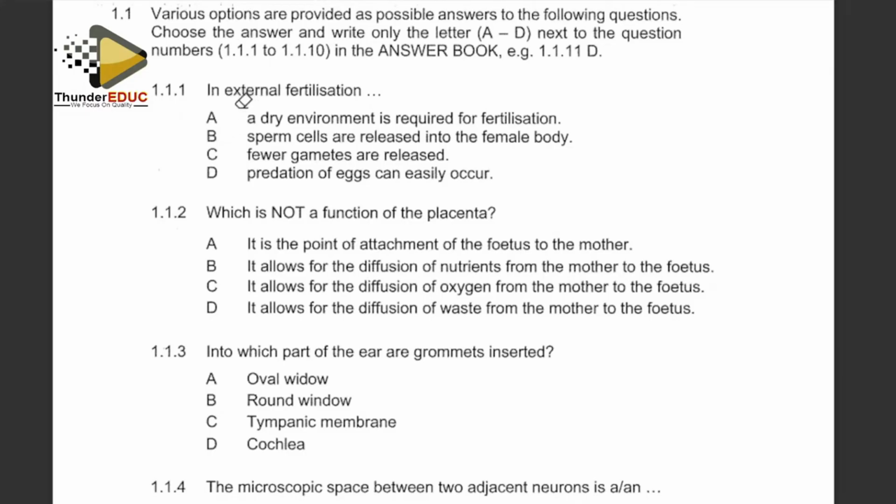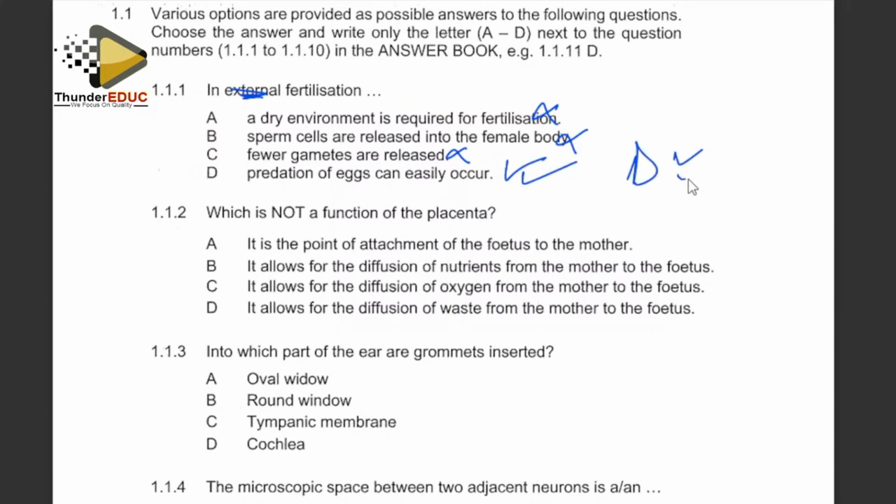They're saying that in external fertilization, a dry environment is required. Nope, we don't want a dry environment. Sperm cells are released into the female. Nope, because it is external. They're saying fewer gametes are released. Nope, you need a lot so that at least some of them are able to reach the ovum. They're saying that predation of eggs can easily occur. Yes, because the eggs are not being protected. So the most correct answer here looks to be D.